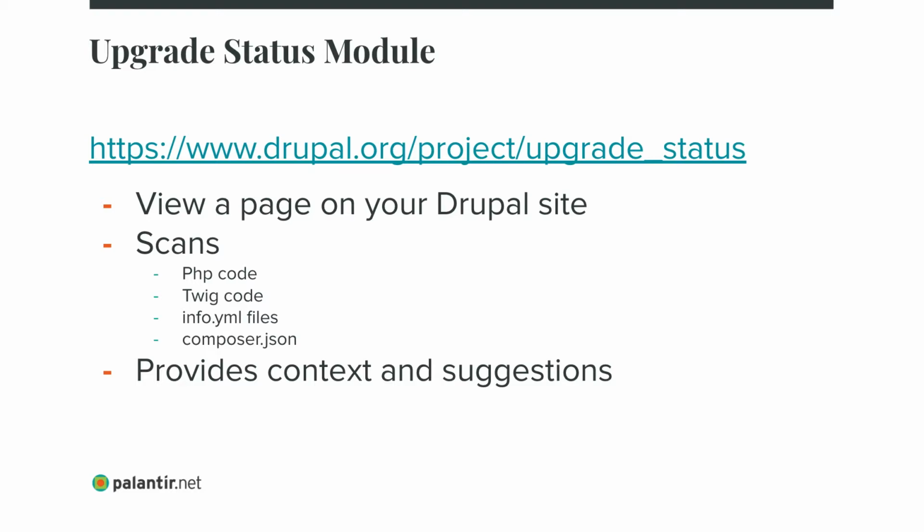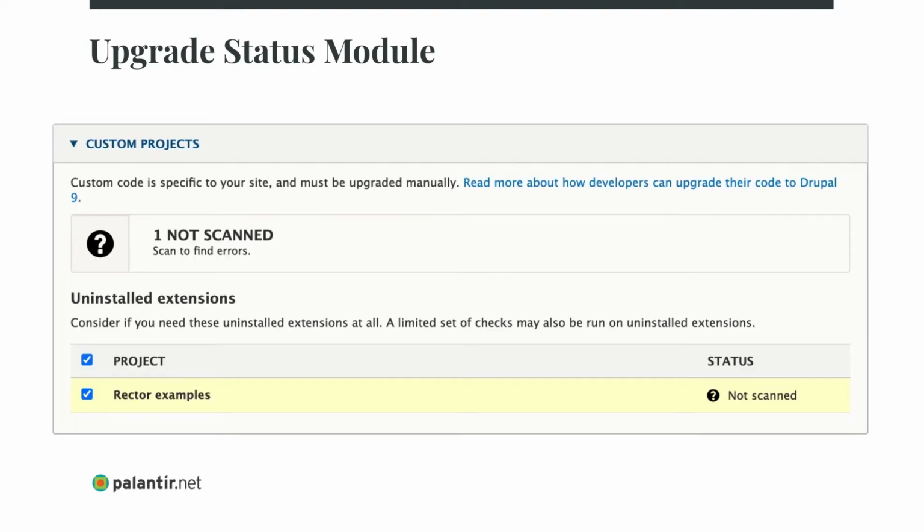So Upgrade Status is another tool that you can install as any other Drupal module. It's a Drupal module, and it provides a page on your Drupal site that you can visit. And it will scan PHP code, Twig code, info YAML files, and composer JSON files, and it will give you context and suggestions about what the issues are to help you decide what you want to do there. This is an illustration of how it works.